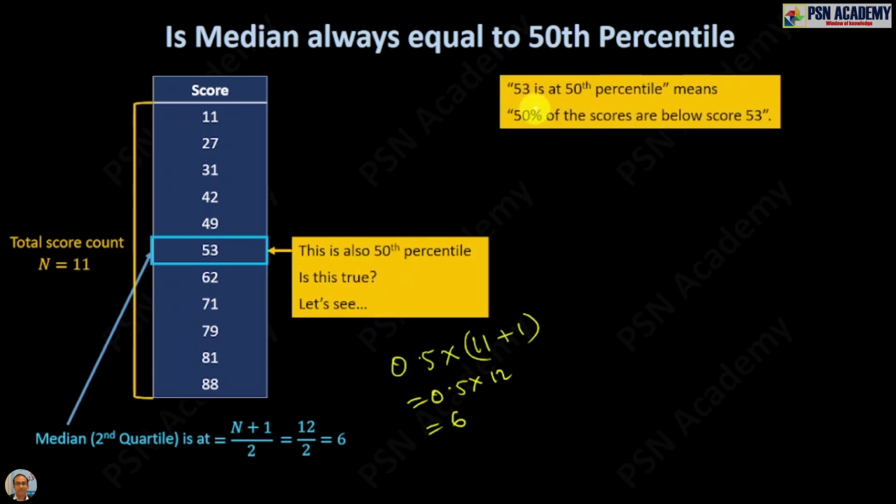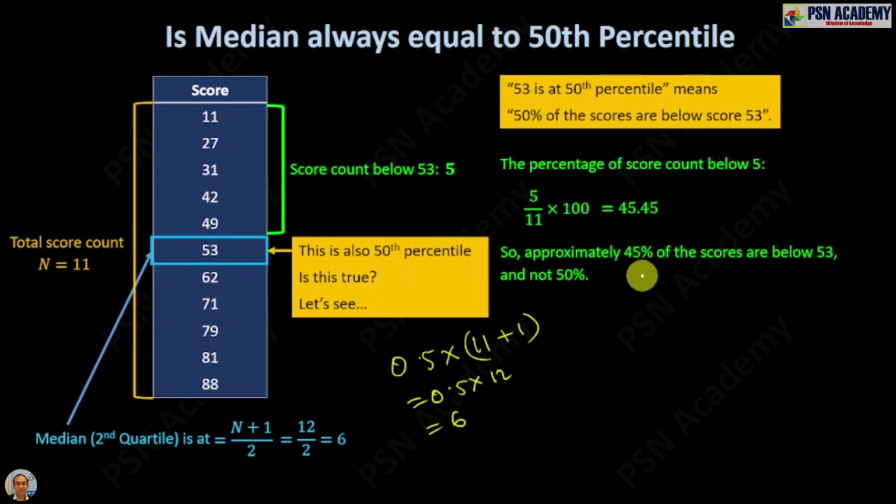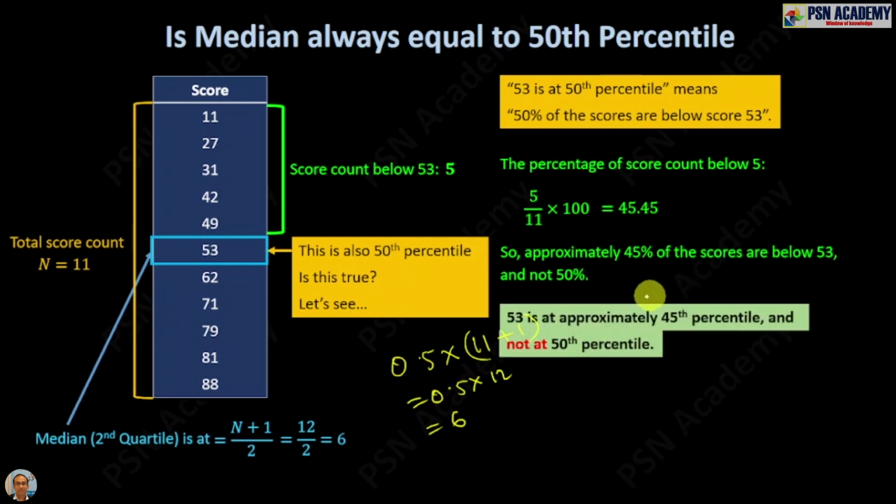So the meaning should be the same, that 53 is at 50th percentile means 50% of the scores must be below the score 53. That means this portion must be 50%, right? But is it 50%? You see, the score count is 5, below 53. Now if you convert this to percentage, then you will get 45.45. That means approximately 45% of the scores are below 53, not 50%. So that is the problem. So you can clearly see that 53 is at approximately 45th percentile and not at 50th percentile.